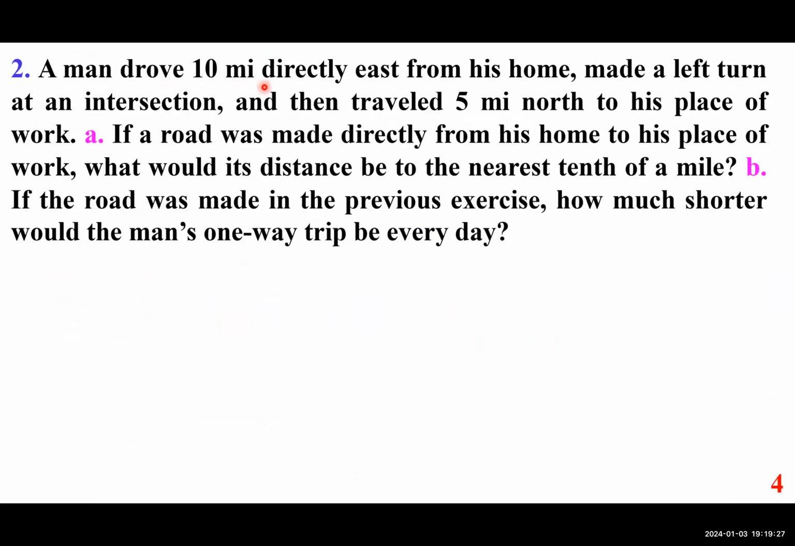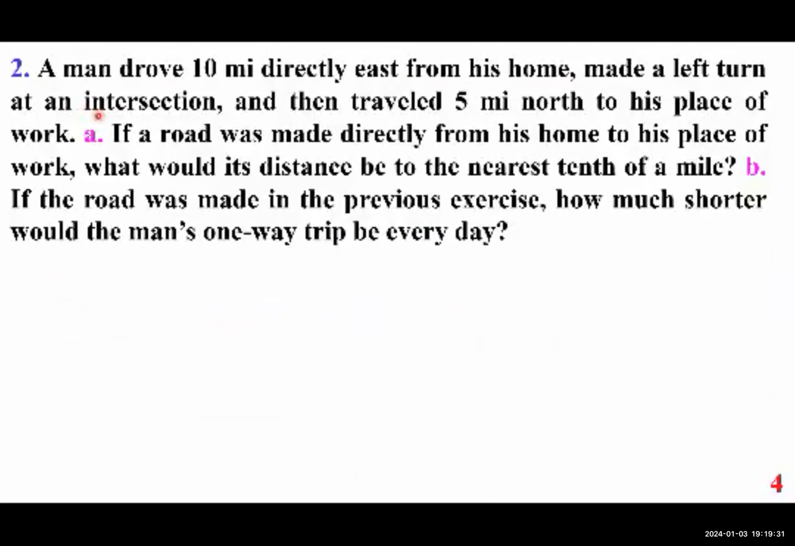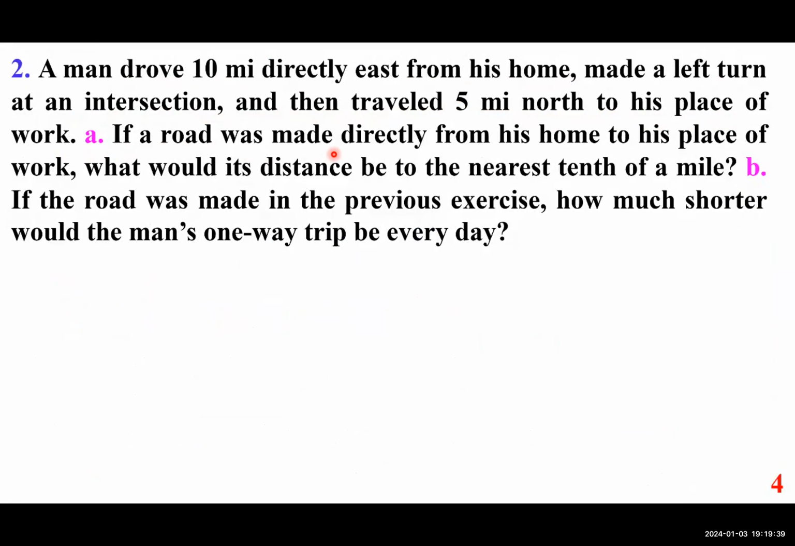A man drove 10 miles directly east from his home, made a left turn at an intersection, and then traveled 5 miles north to his place of work. A, if a road was made directly from his home to his place of work, what would its distance be to the nearest tenth of a mile? B, if the road was made in the previous exercise, how much shorter would the man's one-way trip be every day?